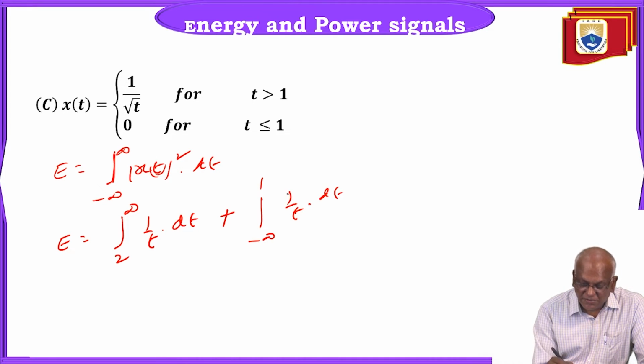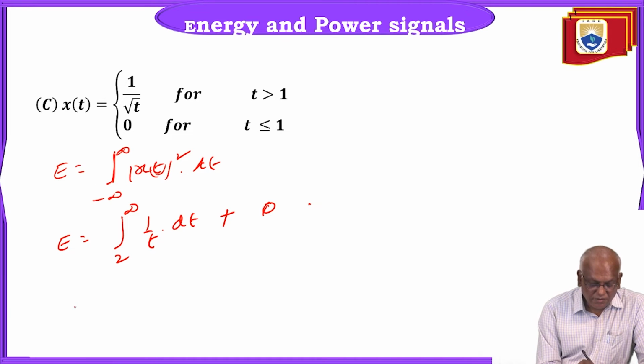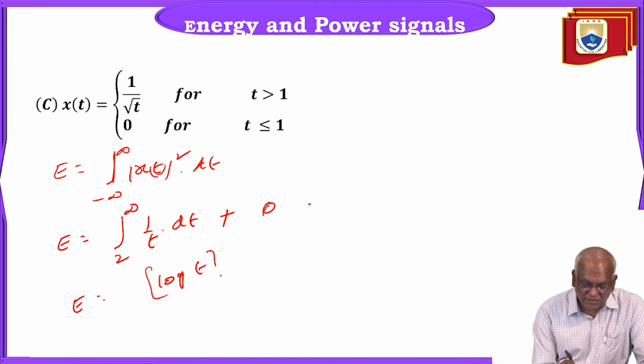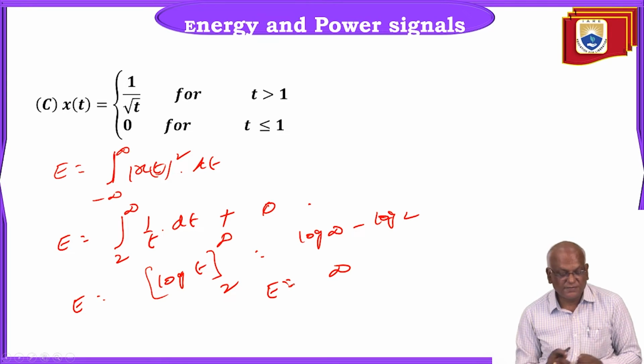The second term you can straight away write as 0. Now E equals the logarithm of t, the integral of 1 by t is the logarithm of t, with limits 1 to infinity. It is nothing but log of infinity minus log of 1. This value becomes infinite. Energy becomes infinite for this case.